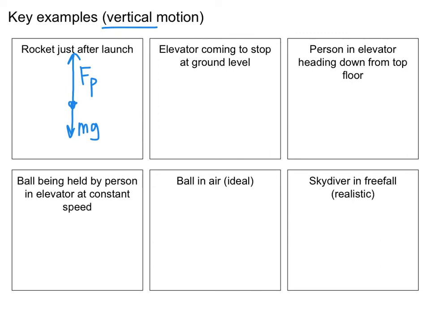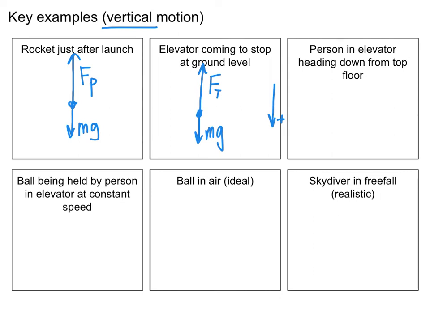If I have an elevator that's coming to a stop at ground level, so it's coming to a stop and its motion is downward, so I would be thinking about down as my positive direction. There must be less force down than up if the object is coming to a stop, if it's slowing down. And so the weight is still going to be down here, but some sort of upward force. In this case, since it's an elevator, I'd probably think of it as a tension force or a cable.